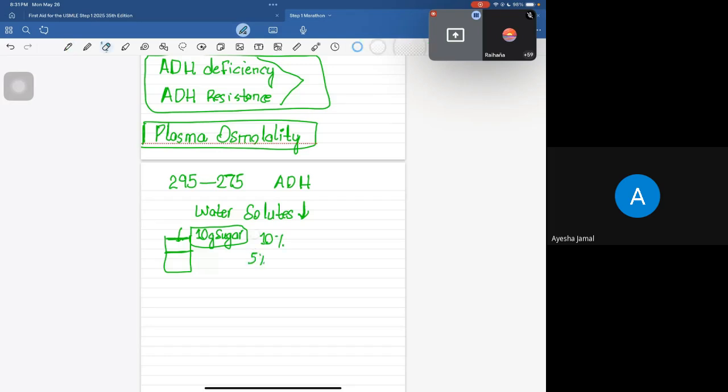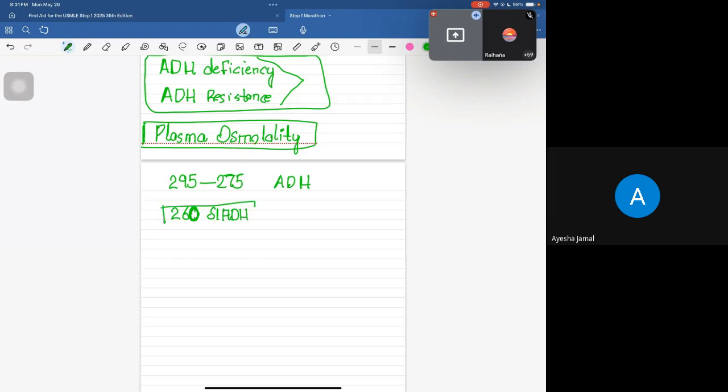The same is the concept with the plasma osmolality, right? So whenever you absorb more water in the body, whenever you are having increased ADH, the plasma osmolality is going to decrease, right? So it's going to decrease to 260. So whenever a patient is having syndrome of inappropriate antidiuretic hormone secretion, SIADH, that person's plasma osmolality is going to be decreased, right?